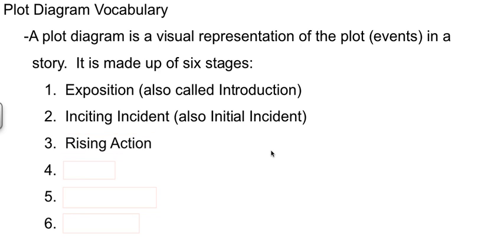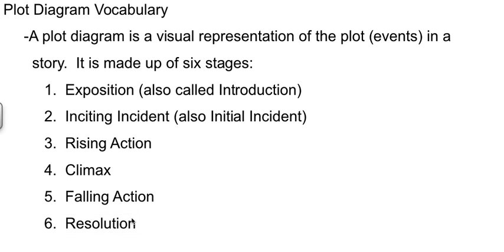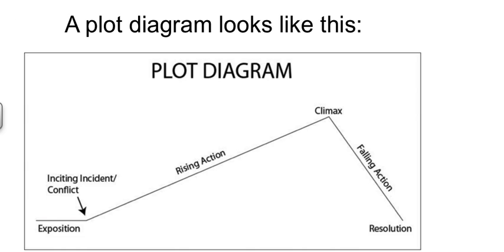The third stage is called the rising action. The fourth stage is called the climax. The fifth stage is called the falling action. And the sixth stage is called the resolution. So these 6 stages make up the parts of the plot diagram. And if you didn't get a chance to get them written down, don't worry too much because you're going to see them again on the next page.